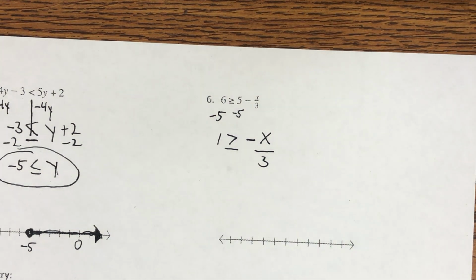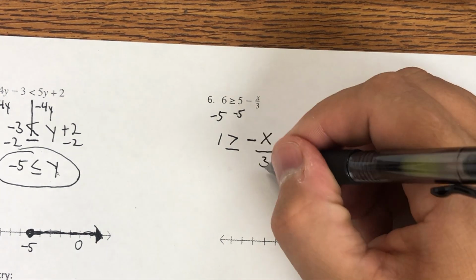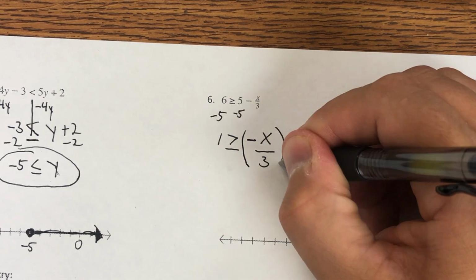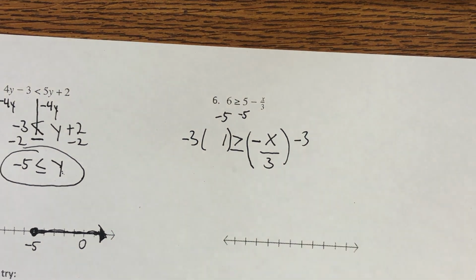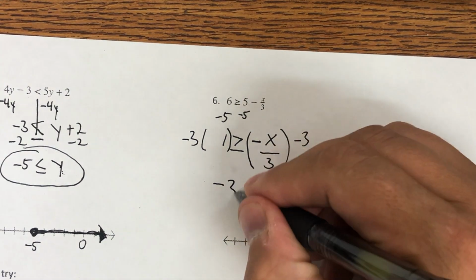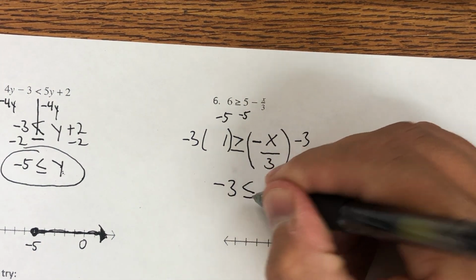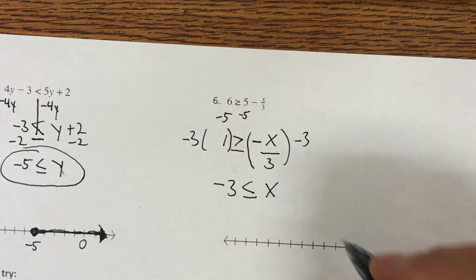A lot of people here might have wanted to add the 5. The 5 is not negative, the 5 is positive. So to get rid of the negative and the 3, I will multiply both sides by negative 3. And I am multiplying by a negative, so I have to flip the sign. Negative 3 is less than or equal to x.